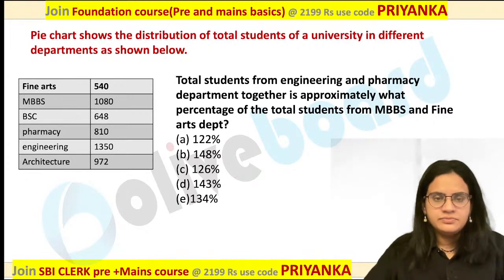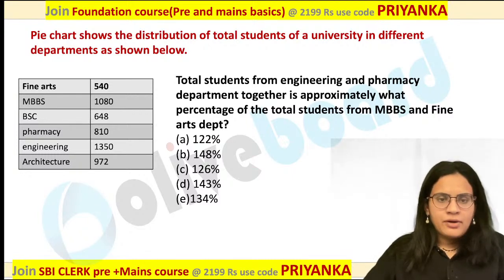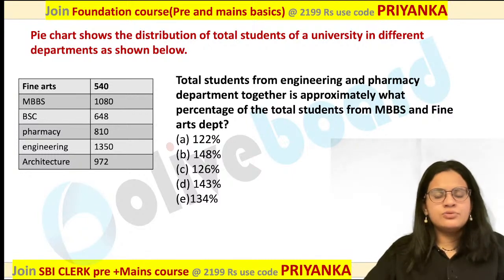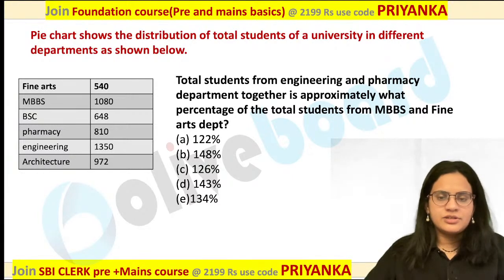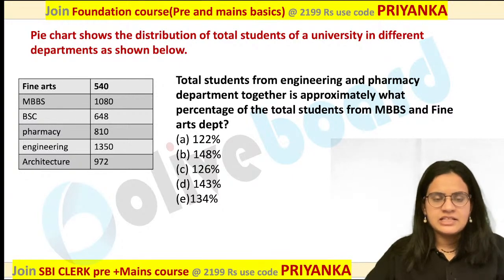Yes, can you try this one? Next one is there on your screen over here. Total students from engineering and pharmacy department together is approximately what percentage of total students of MBBS and fine arts over here? So direct question based on the percentage, but why I have taken this is because they are asking you approximate percentage over here.